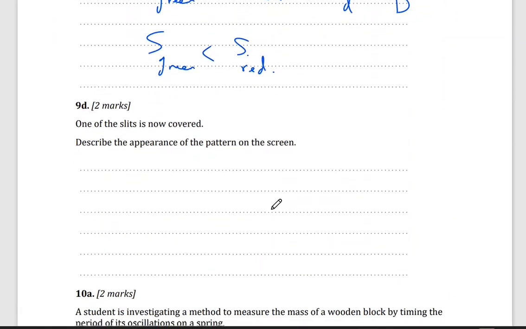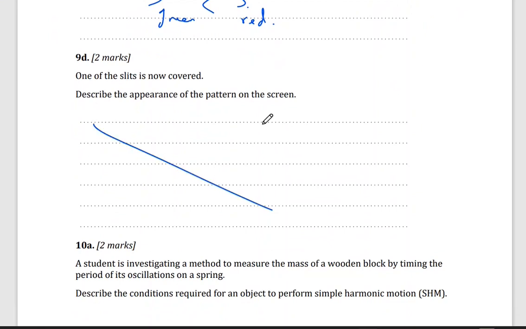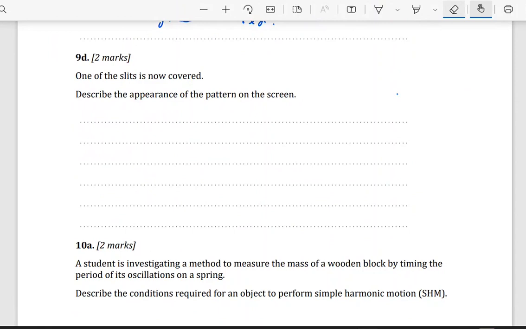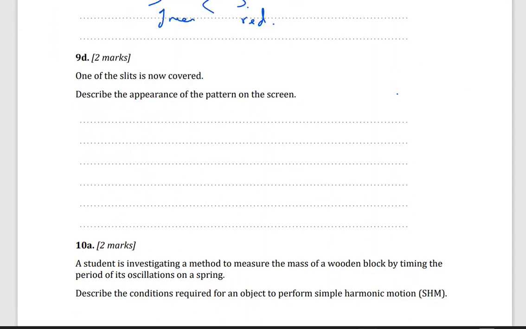One of the slits now is covered. Describe the appearance of the pattern on the screen. One of the slits is now covered, so instead of having a double slit, we are going to have one slit.